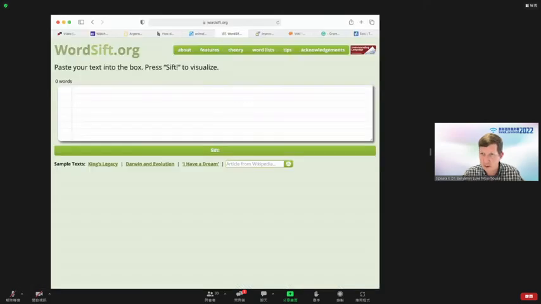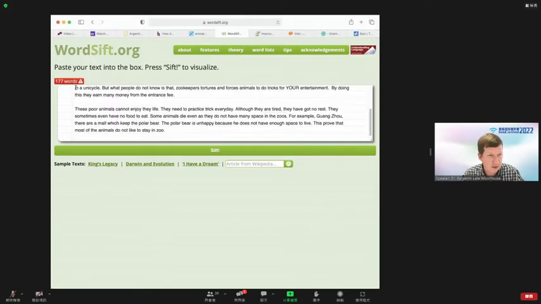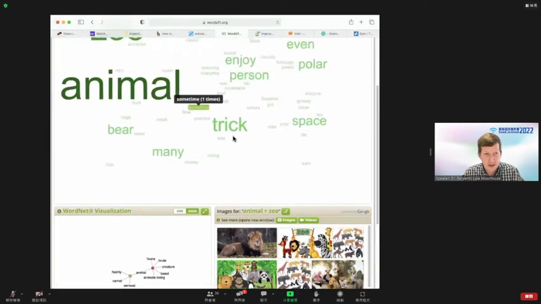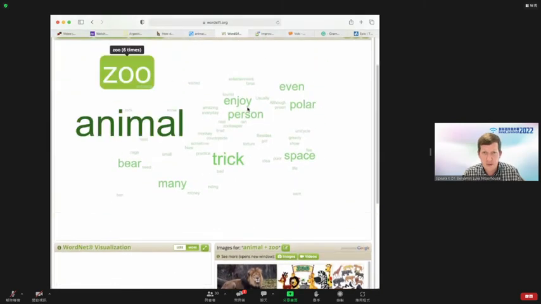I might not be able to show you all the tools today, but I'll talk through some of them, and then I'll share with you. Here I've taken a piece of work and I can type it in here, ideally 300 words long, but it does shorter as well. Then we can sift it, and it shows us which words are the most common words, so we know which words we might need to be learning.